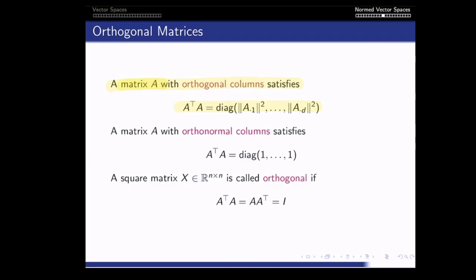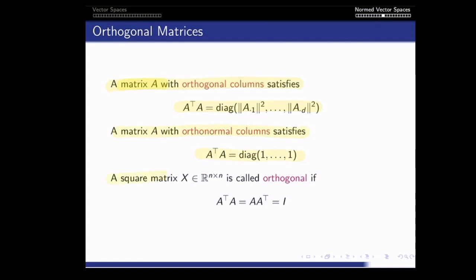So what you can do here as an exercise is to apply the definition of the matrix product for A transpose times A, and then see what, according to the definition by the inner product, is actually the outcome. And then you see that the outcome actually has to be a diagonal matrix. Now, if the columns are not only orthogonal to each other but also orthonormal, then we actually get the identity matrix if we multiply A transpose with A.